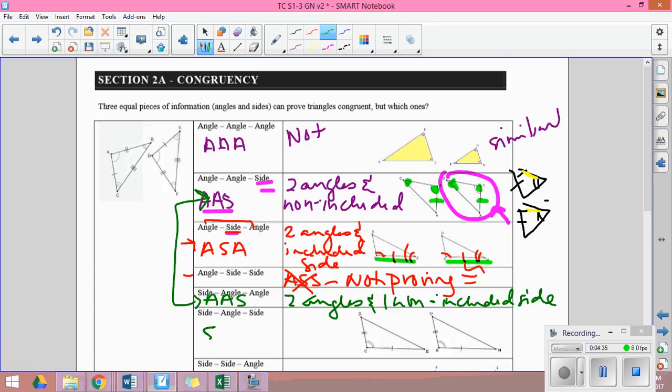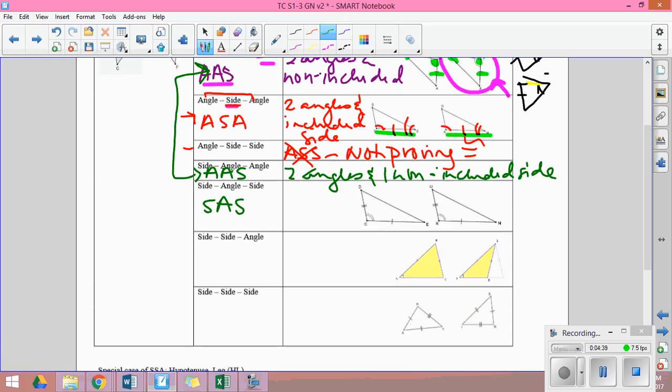This one is different. Side, angle, side. Here, I know 2 sides and the included angle, which has to be the angle between. So I know this side is equal to this side, and I must know this angle between. In the name, the angle is between the sides I know.